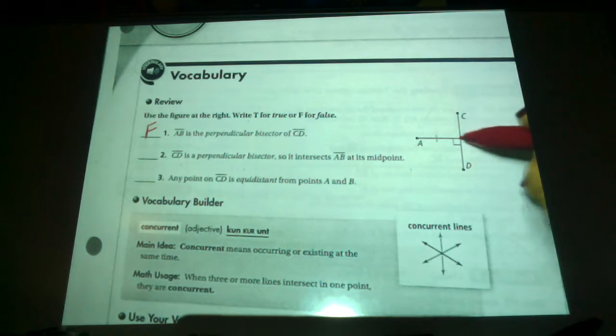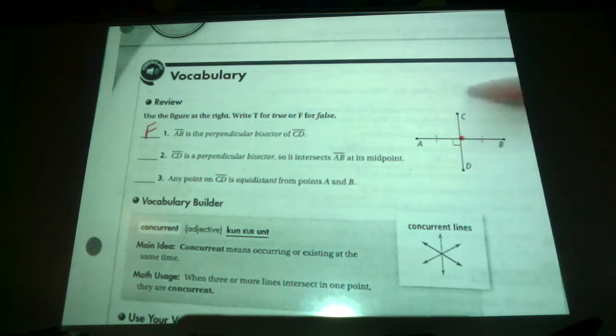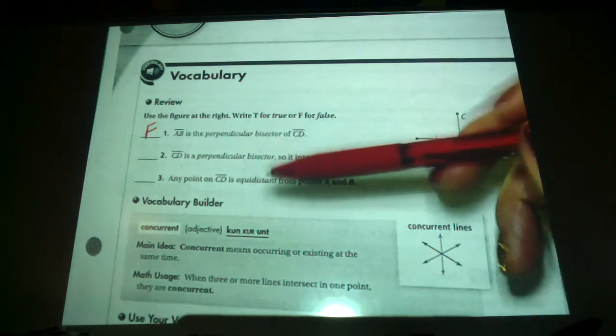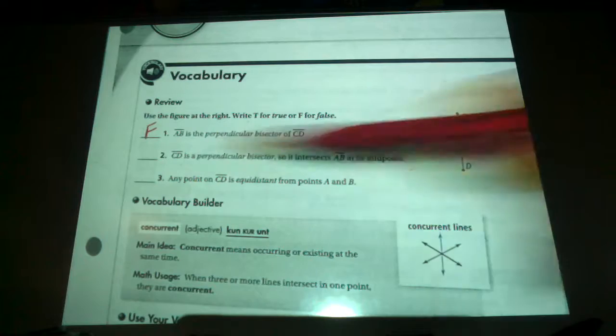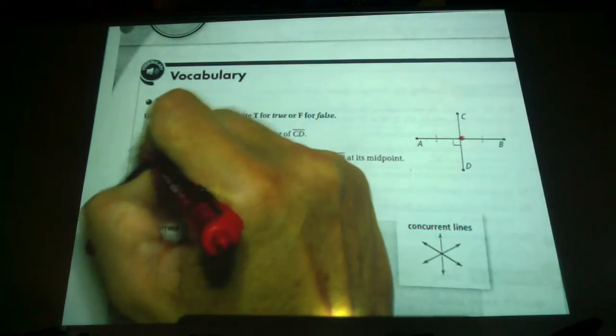It is flip-flop. This is the median of AB, and AB is the one that's been cut in half. So AB cannot be the knife. It cannot be the bisector. So CD must be the bisector. So that means that 2 is true. CD is the perpendicular bisector, so it intersects segment AB at its midpoint. So that's the true statement.